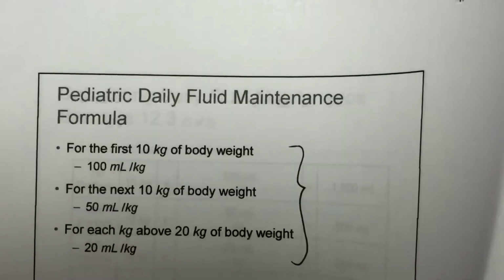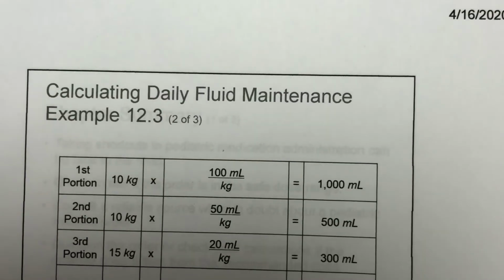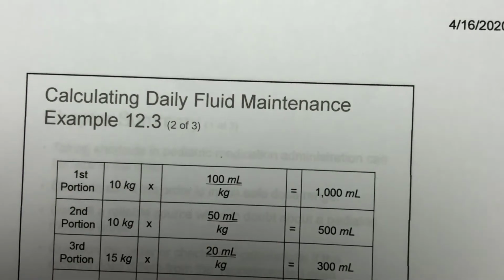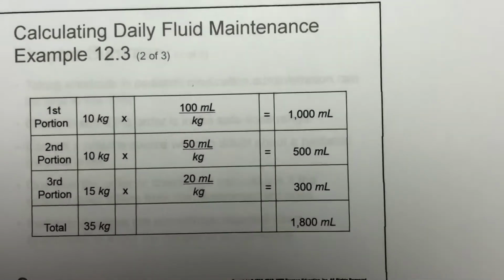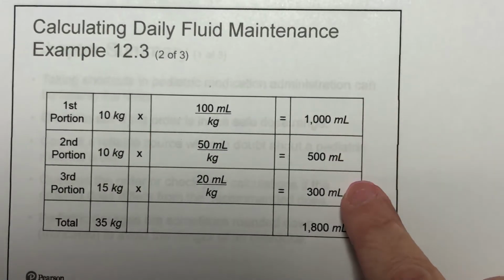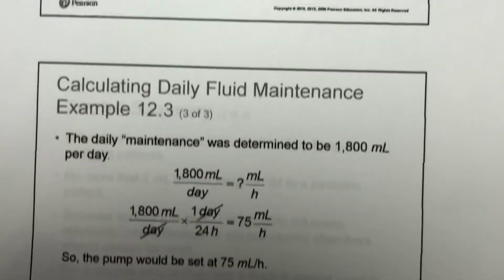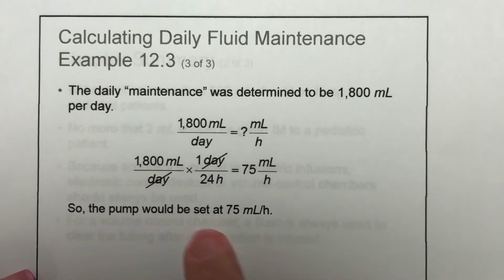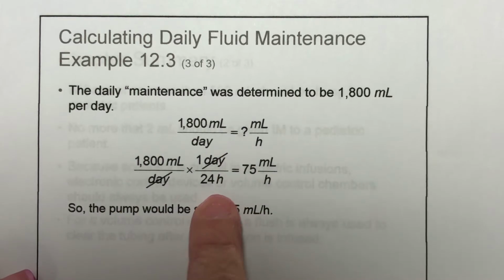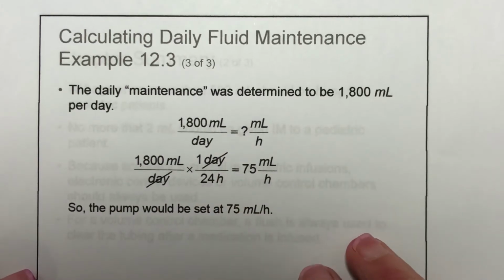Okay, so here they did it in a chart, and they did the multiplication just like we did: 1,000, 500, 300, with a total of 1,800. And then they did the conversion just like we did. We converted one day into 24 hours to get 75 milliliters per hour.